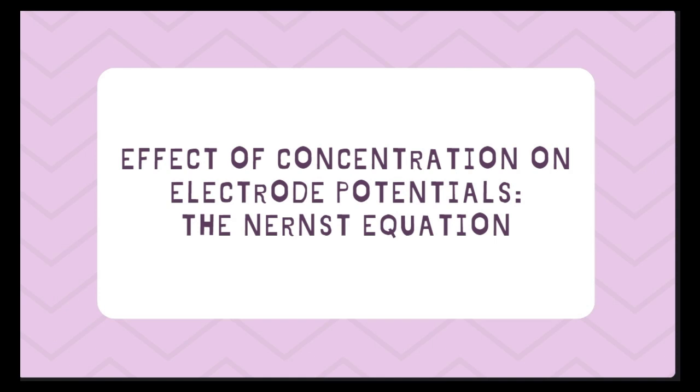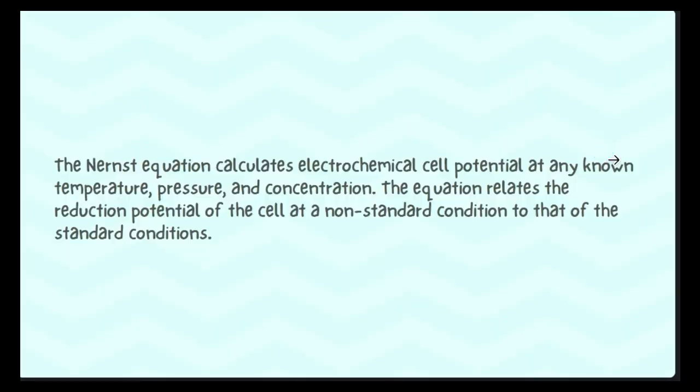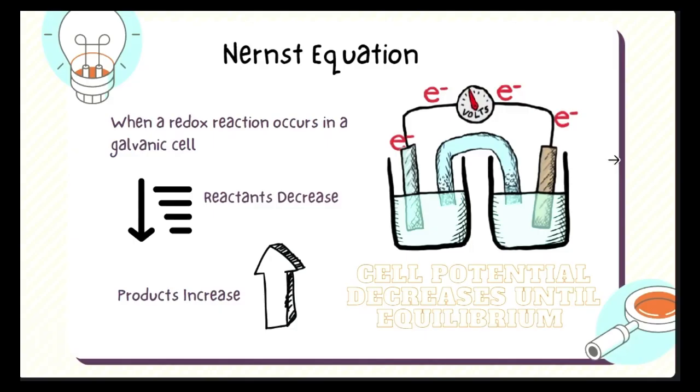Hello, I am John Rabel of Ronda, and I will be discussing the effect of concentration on electrode potentials, the Nernst equation. The Nernst equation calculates electrochemical cell potential at any known temperature, pressure, and concentration. The equation relates the reduction potential of the cell at non-standard conditions to that of the standard conditions.